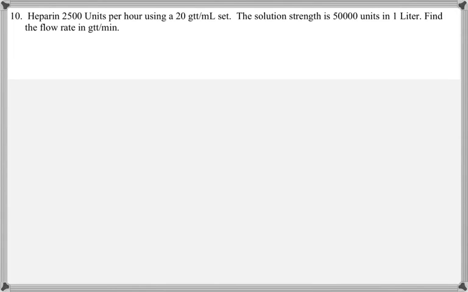Number 10 says heparin 2500 units per hour using a 20 GTT per ml set. The solution strength is 50,000 units in 1 liter. Find the flow rate in GTT per minute.